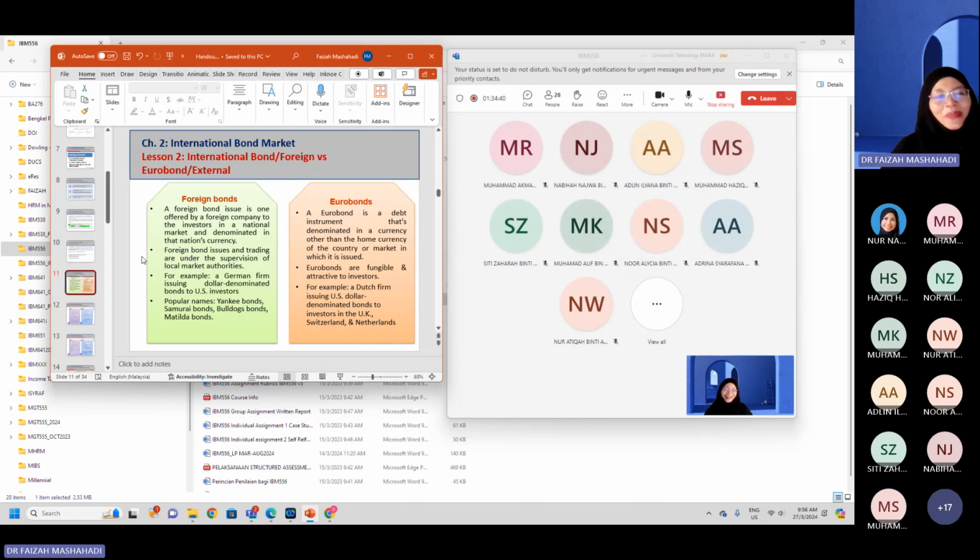Ada lagi sekarang. So Yankee, itu adalah Yankee bond. Yankee bond are all foreign bond issued in the States of America. Nama dia Yankee bond. Malaysia contoh dia, we have Proton issue dollar denominated bonds in the States. So that bond is known as Yankee bond.